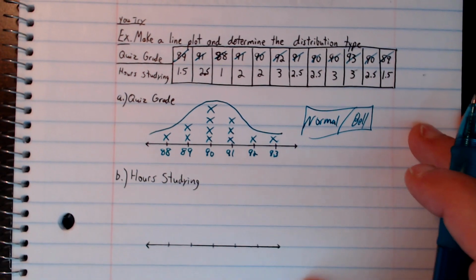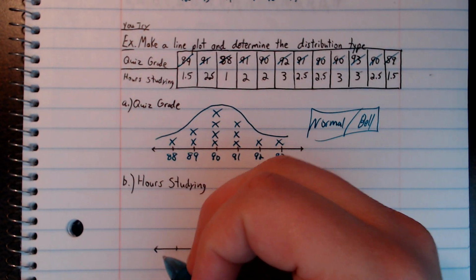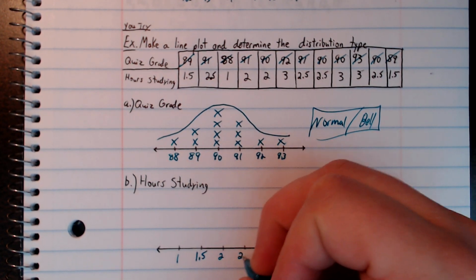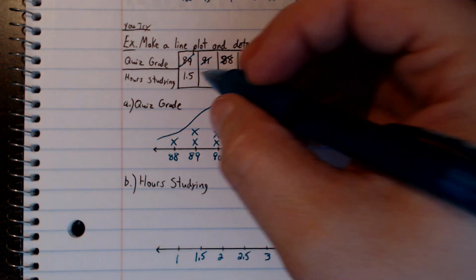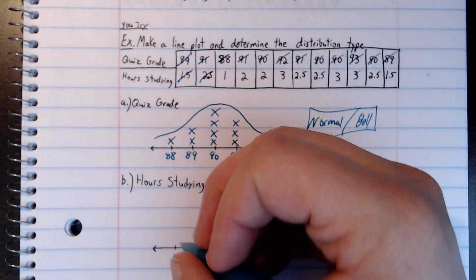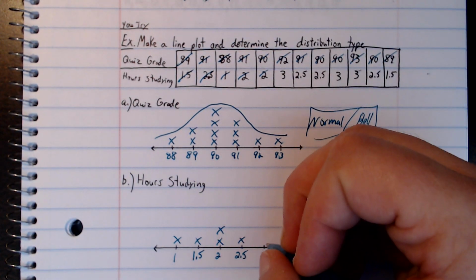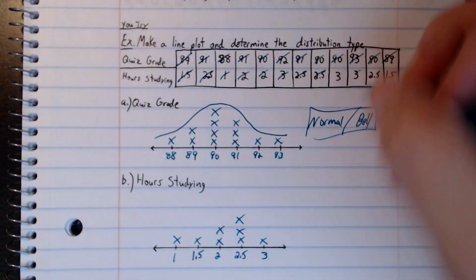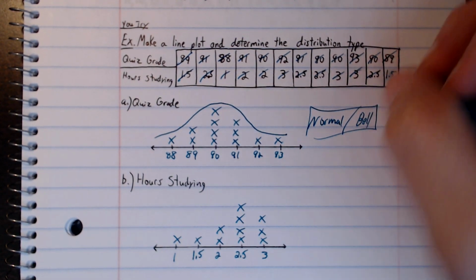And then the number of hours studying. Now the little curveball that I threw at you here, the lowest number that we have is 1. But if you noticed, there are decimals, so you needed 1.5, 2.5, and 3. So let's see. 1.5, 2.5, 1, 2 2s, 3, 2.5 again, 2 3s, 2.5, and 1.5.